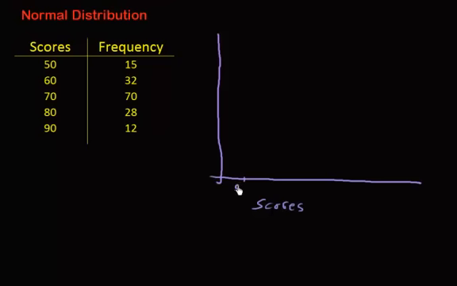So we have 50, 60, 70, 80, and 90. And then this axis right here would be our frequency. So I'll just label this as FREQ for frequency. And it looks like it goes from 12 to 70. So we could probably do these in tens. So it would be 10, 20, 30, 40, 50, 60, and then 70. There we go.